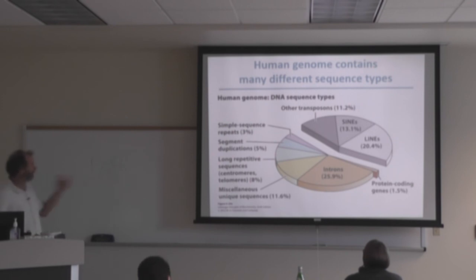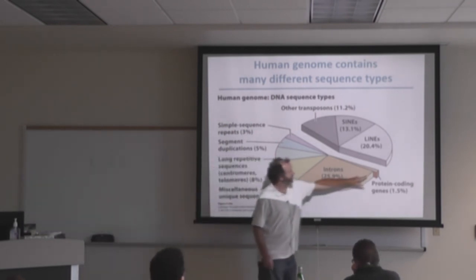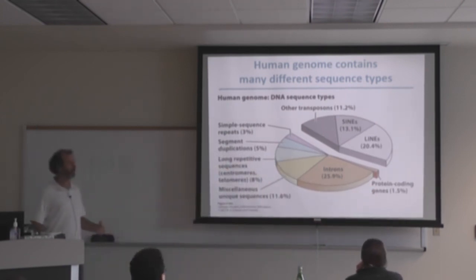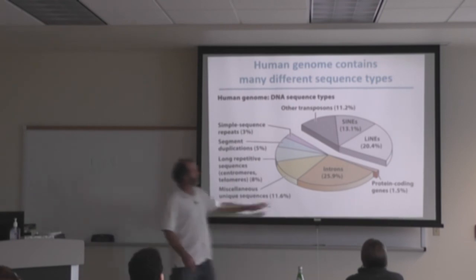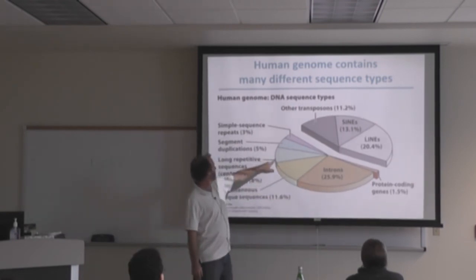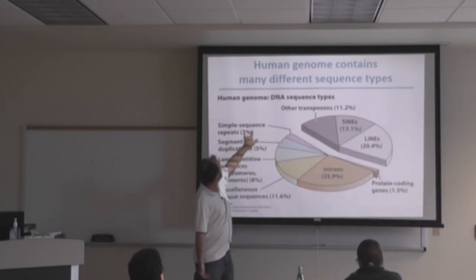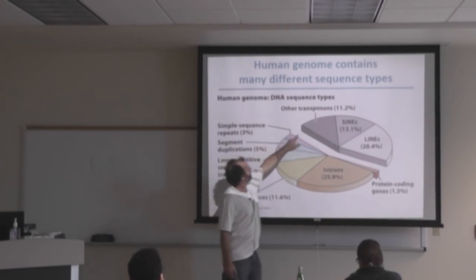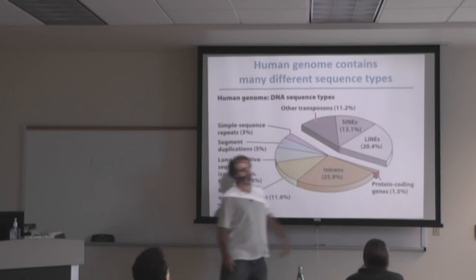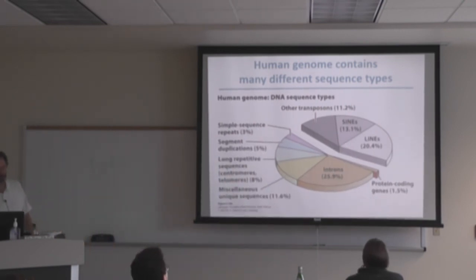So for the human genome, when they've isolated it, if you look at this, just 1.5% of the genome contains protein coding regions. The vast majority of our genome is either introns, miscellaneous, long repetitive sequences, segmental duplications, simple sequence repeats, or other transposons. These are all transposons, SINEs and LINEs. There are short ones and long ones.